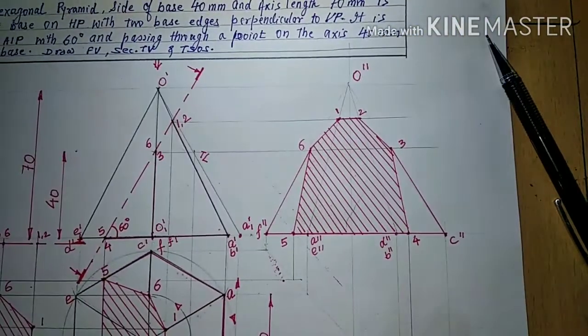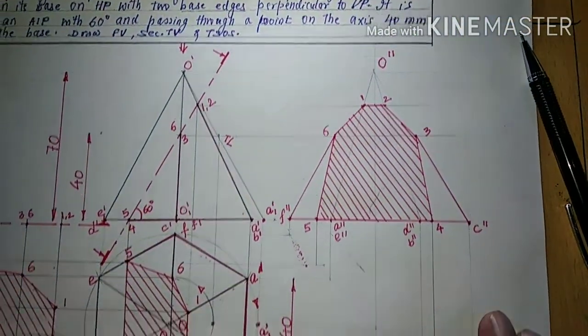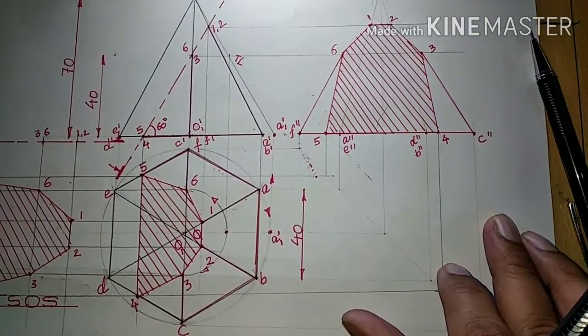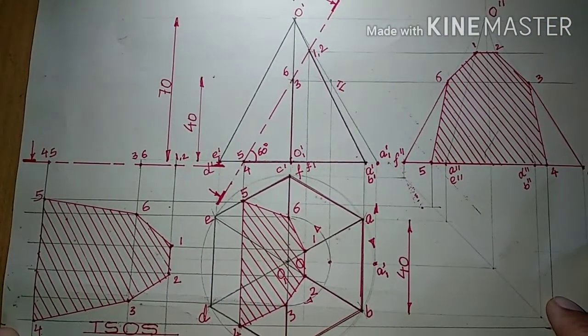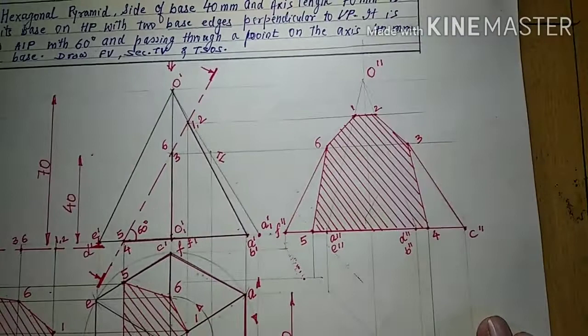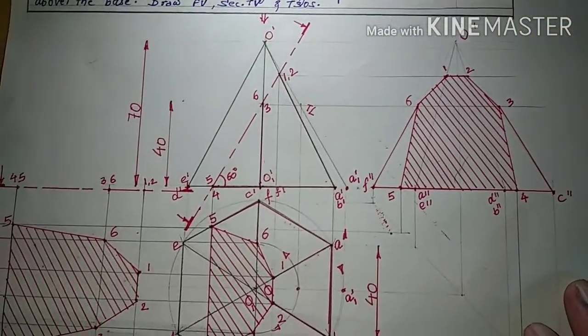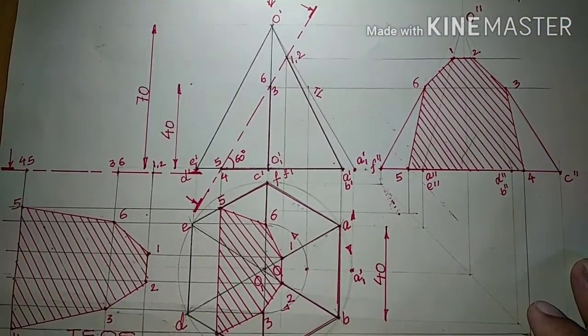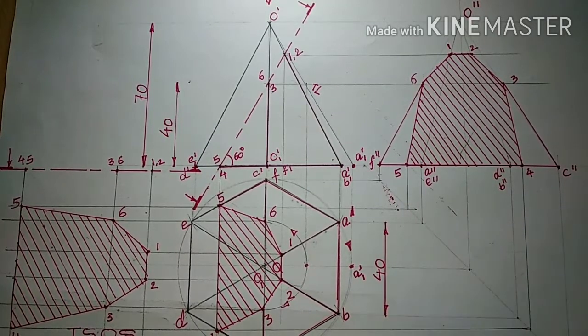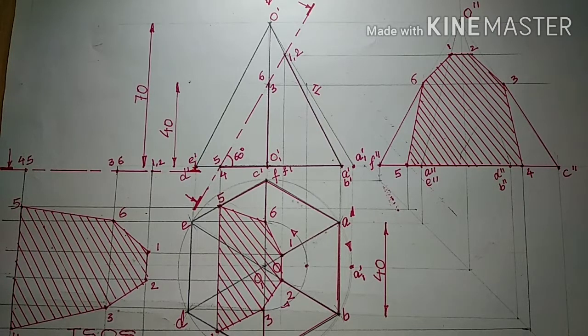So we had drawn front view, sectional top view, true shape of section and side view. I hope you will understand how to draw the section of a solid, a hexagonal pyramid, with the data given to you.